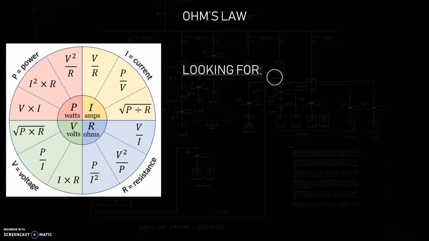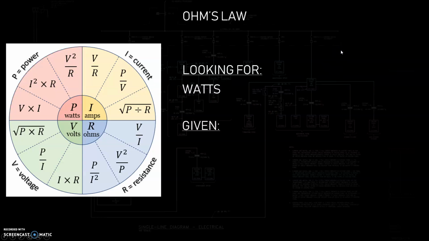Okay? So the way this works, we first need to determine what are we looking for. If we're looking for watts, we're going to go to the watts quadrant here. So you look in the middle and it's got the P for watts. That tells us that in this case, the pink section is the watts quadrant. So if I'm looking for watts right away, I'm going to that section.